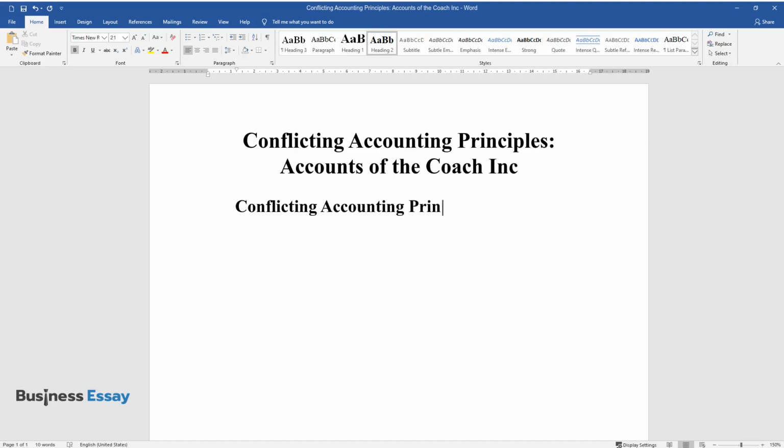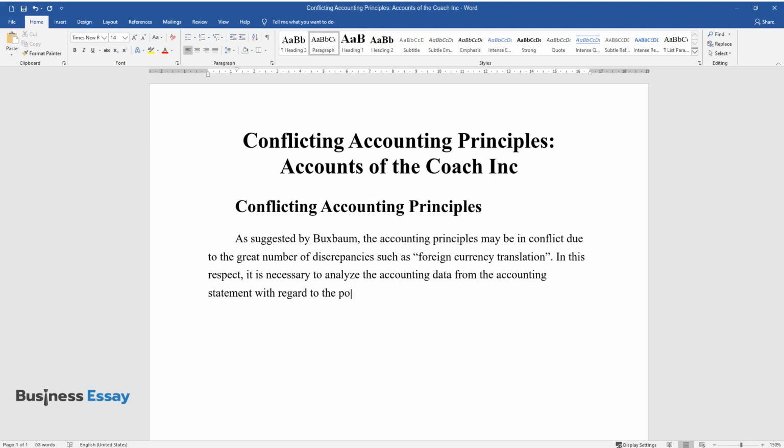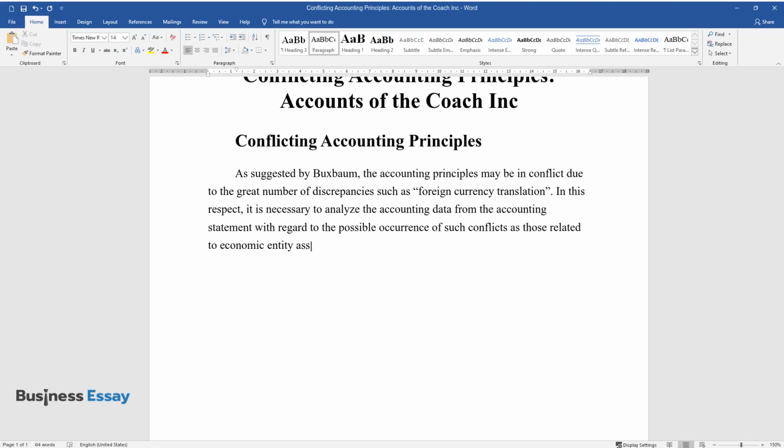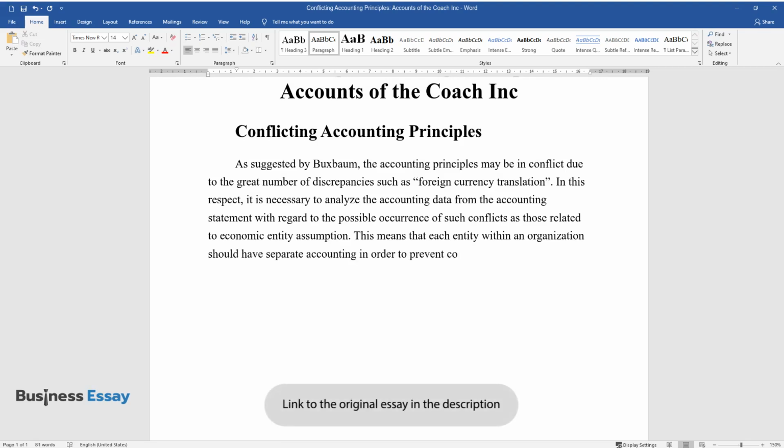Conflicting accounting principles. As suggested by Buxbaum, the accounting principles may be in conflict due to the great number of discrepancies such as foreign currency translation. In this respect, it is necessary to analyze the accounting data from the accounting statement with regard to the possible occurrence of such conflicts as those related to economic entity assumption. This means that each entity within an organization should have separate accounting in order to prevent confusing accounting statements and inadequate information in those.